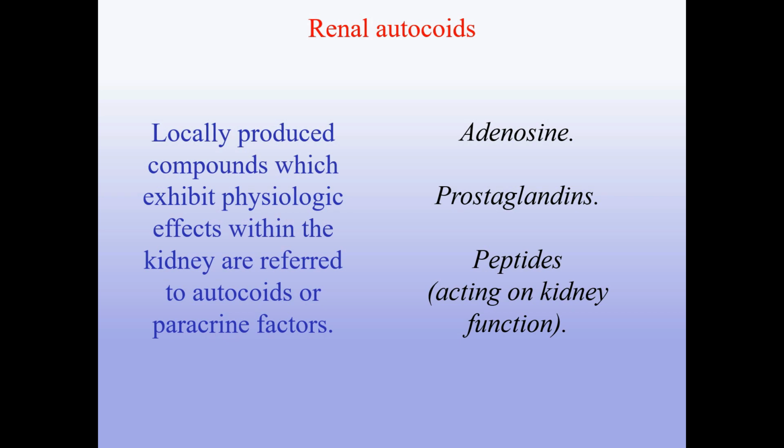Renal autocoids: locally produced compounds which exhibit physiologic effects within the kidney are referred to as autocoids or paracrine factors. These are adenosine, prostaglandins, peptides, acting on kidney function.